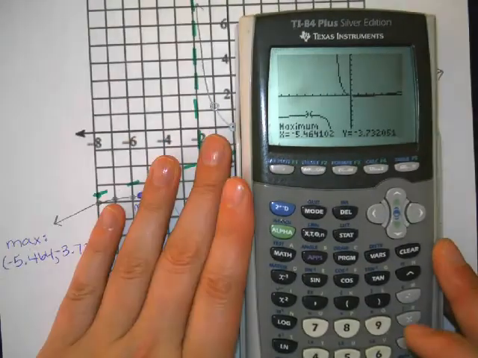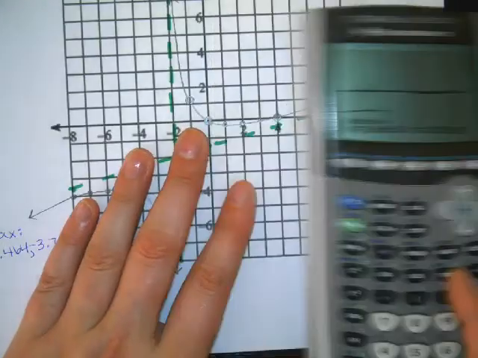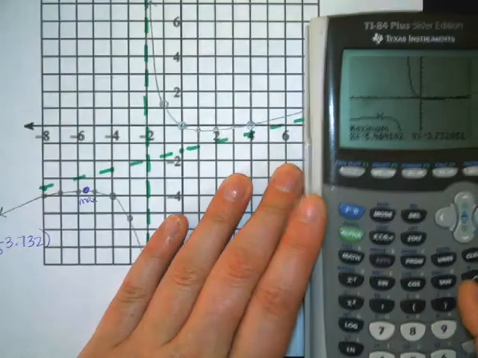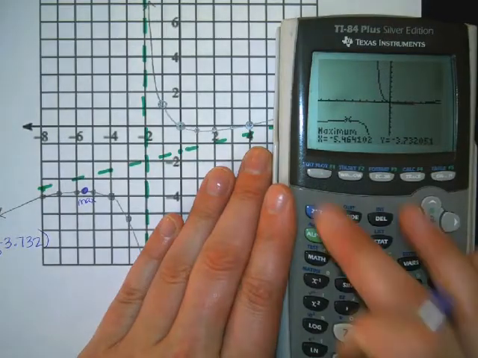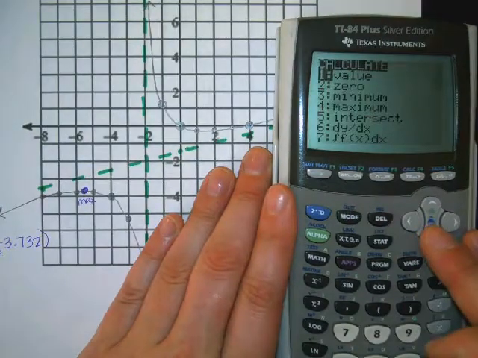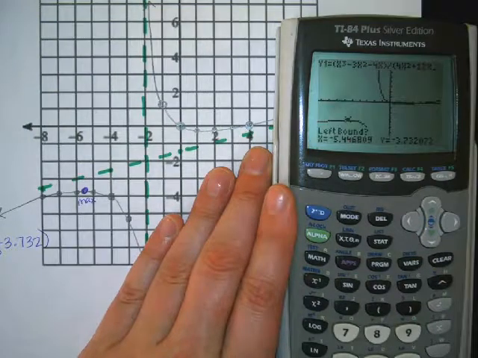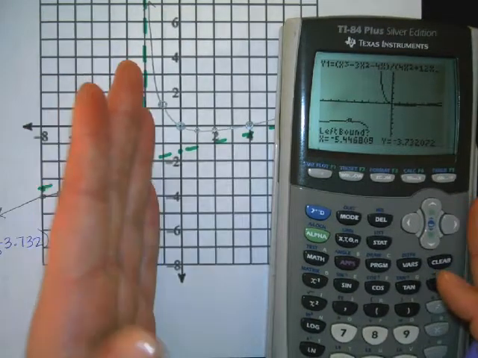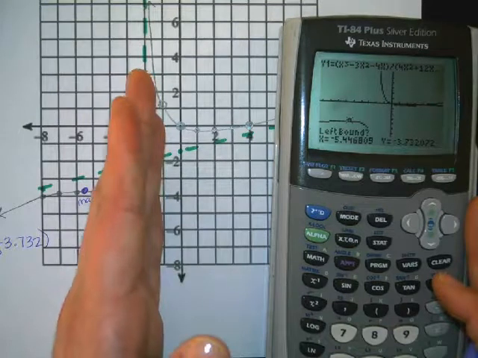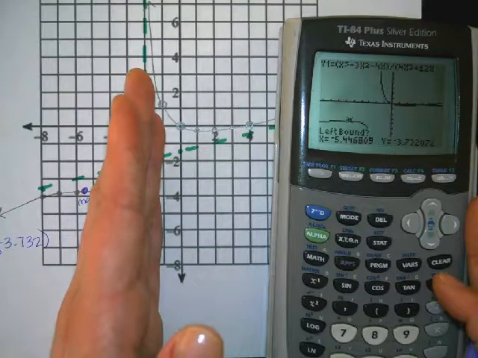All right. Let's go ahead and find the maximum, or the minimum, sorry, minimum. So we're going to do second trace, number 3. And I have to choose a number that is slightly to the right of negative 2. And that's going to be our left bound.